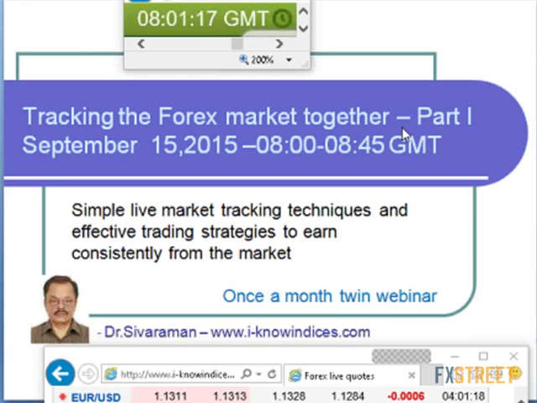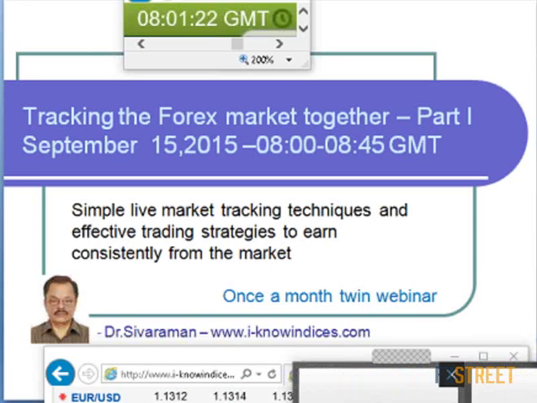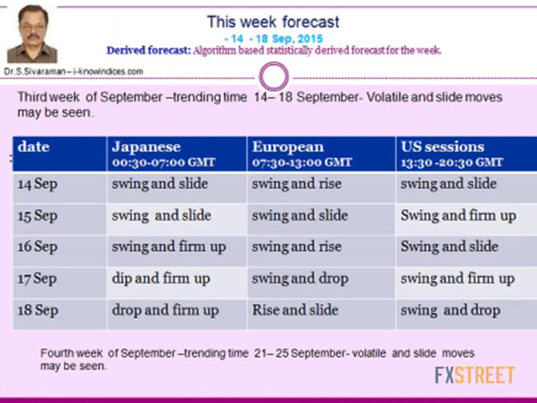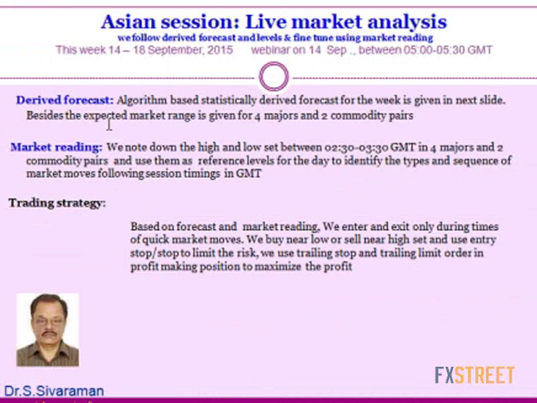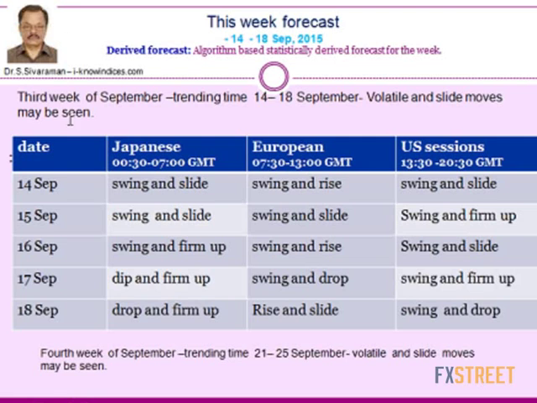Now, in order to track the market, we require three components, namely the derived forecast, then the market reading, and the trading strategy. The derived forecast I gave on Monday, yesterday, during the Asian Session Live Market Analysis webinar. And there I mentioned the expected market moves for the entire week.